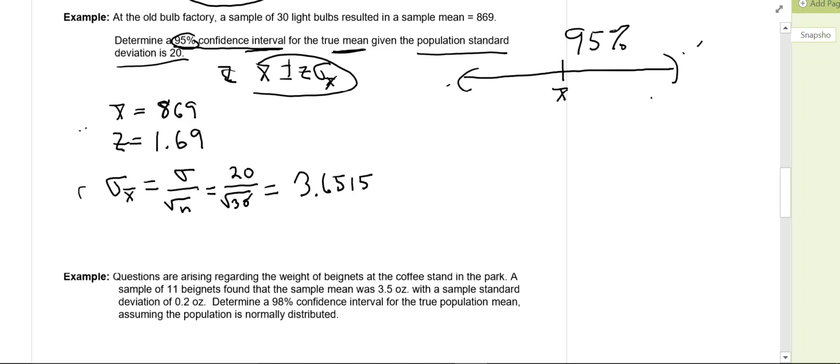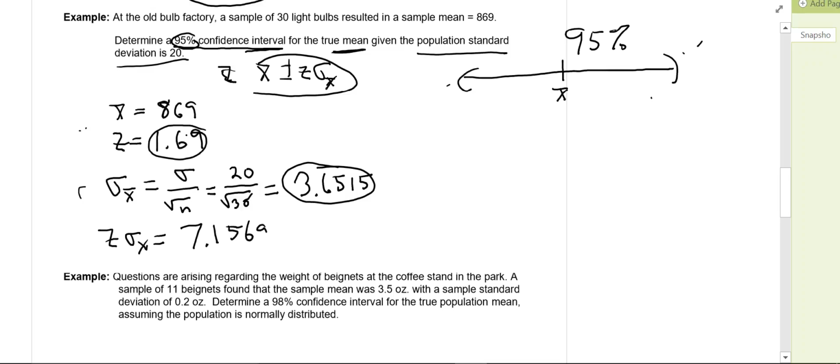3.6515. If we multiply Z to sigma of X bar, meaning 1.69 to 3.6515, we get a product, and that product is 7.1569. Again, I'm not focused on the calculations here. That's your job. I'm focused on understanding the concept. All right, so I did my calculations here. I'm ready to work with the formula here.